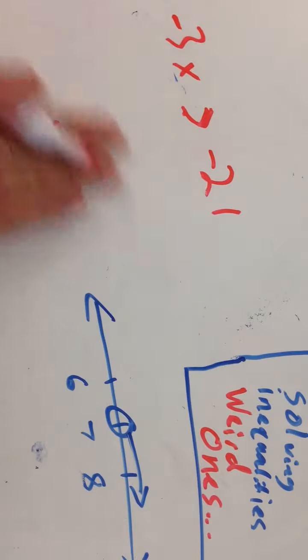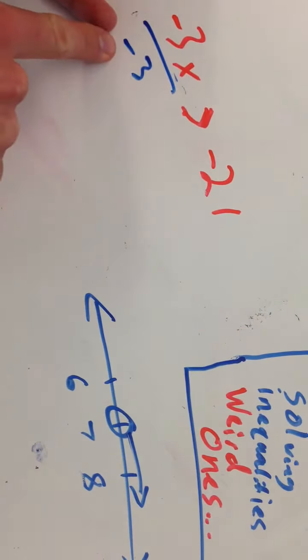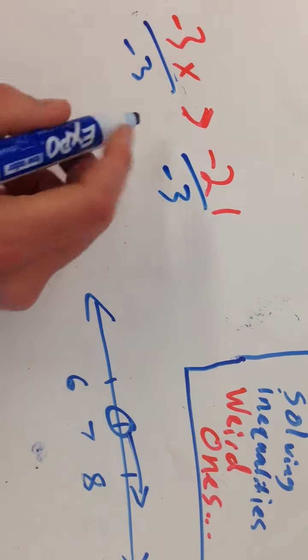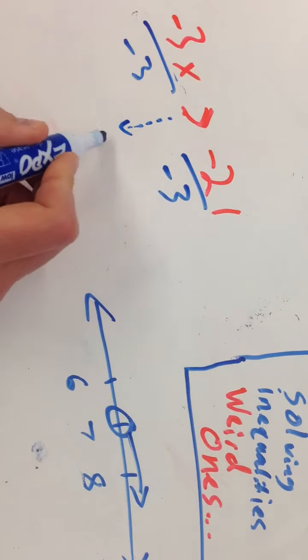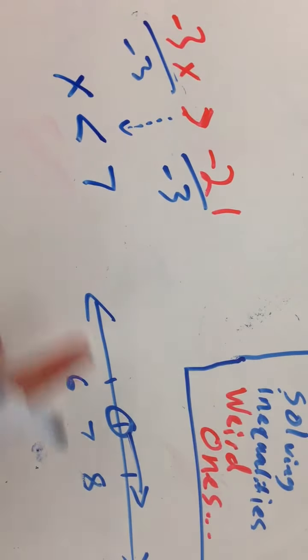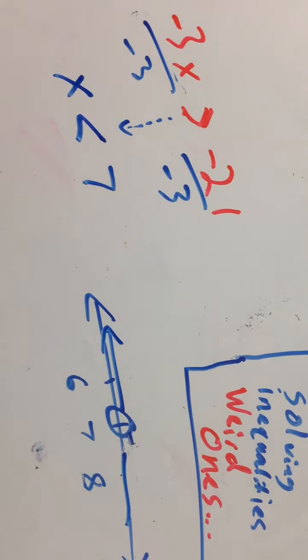This is going to happen every single time that we divide by a negative. As soon as I divide by a negative on both sides, when I bring this down I have to flip the sign. So now what I'm really looking for is all the numbers that are less than 7.